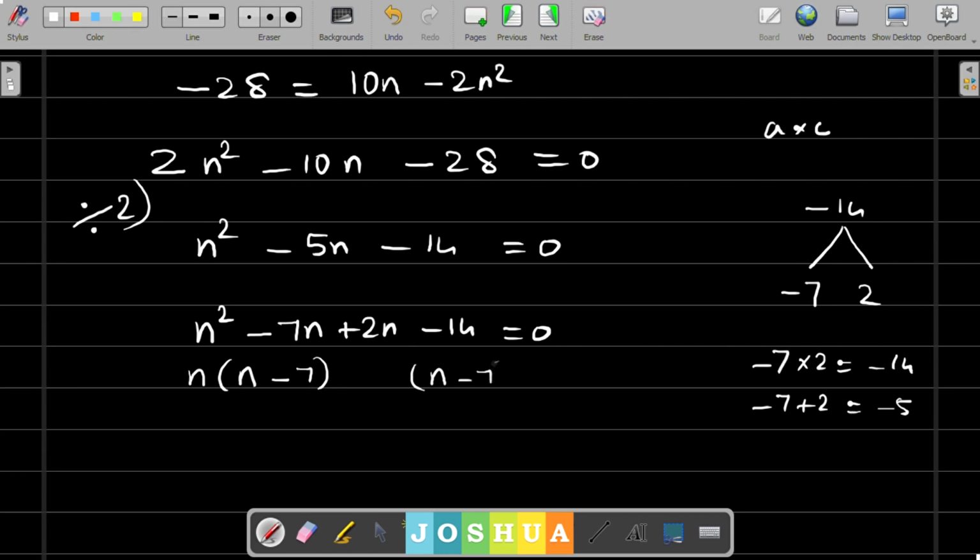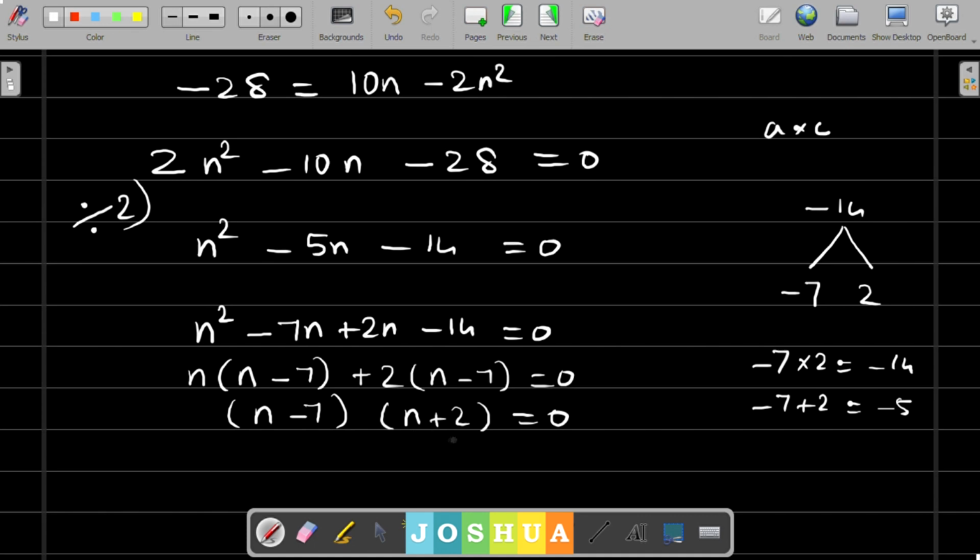Now compare the last two terms. What are the last two terms? 2n minus 14. The relation between 2n and n is plus 2 alone, so 2 into minus 7 gives minus 14. Therefore we can write this in factorized form: n minus 7 into n plus 2 equal to 0.